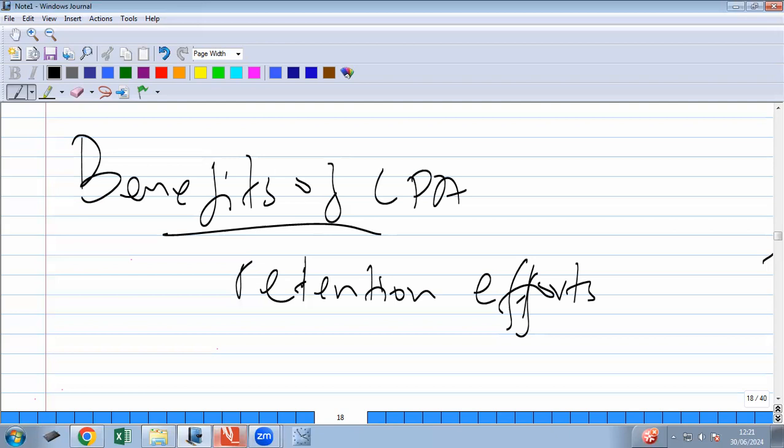Number 3, it optimizes an entity's marketing strategies. That's another point. We can also write and say it helps to identify the most profitable customer.